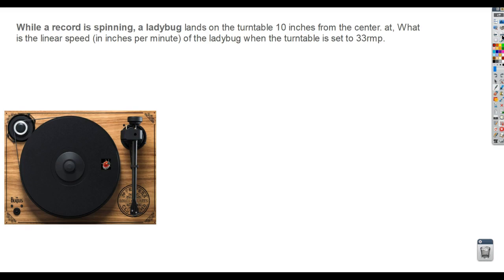Okay, so we know that from here to here is 10 centimeters. We know that this thing goes 33 revolutions per minute. So then how long is a revolution? We know that 1 revolution is going to be 2 pi r. So that's 2 times pi times 10, so 20. So it's going to go 20 pi centimeters each revolution.